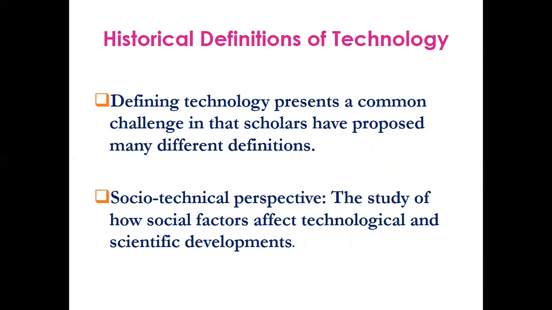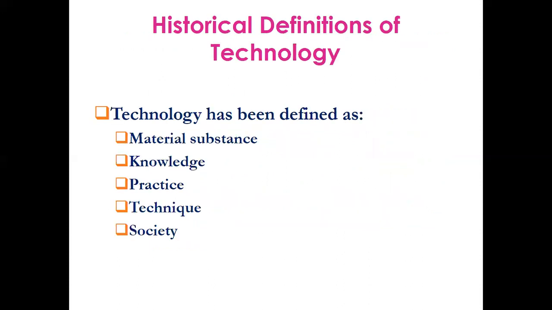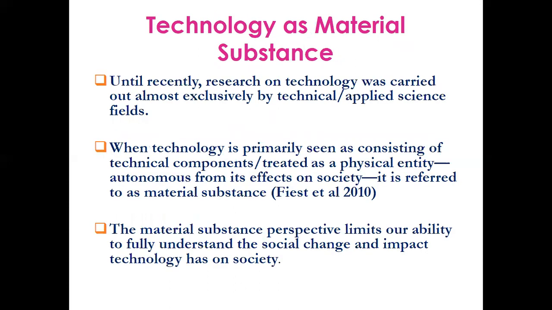So when we look at the historical definitions of technology, okay, defining technology presents a common challenge in that scholars have proposed many different definitions. Today we are looking at 5 of those definitions, different perspectives. Socio-technical perspective, the study of how social factors affect technological and scientific development. So we have the 5 historical definitions of technology, beginning from material substance, knowledge, practice, technique, and society. We want to look at these in detail.